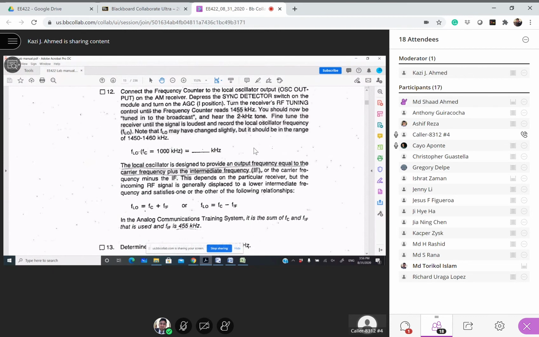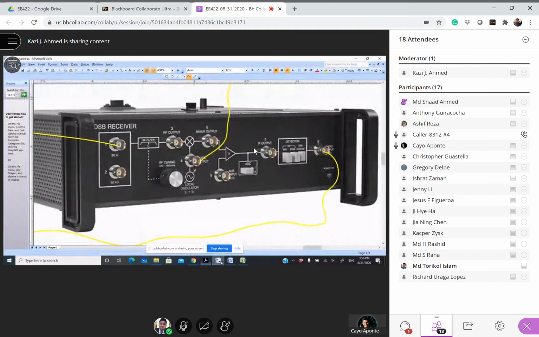But if it is not 1455, what does that mean, or what may happen? That was the question. So IF is fixed at 455. You can't do anything with that, right? So do you have any guess? If it is not 1455, what may happen?